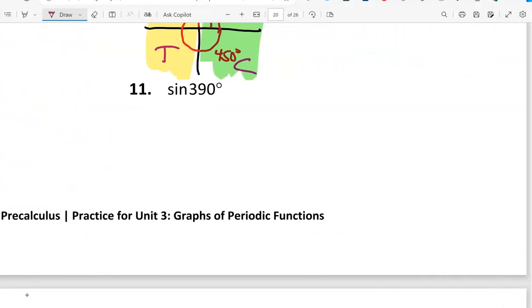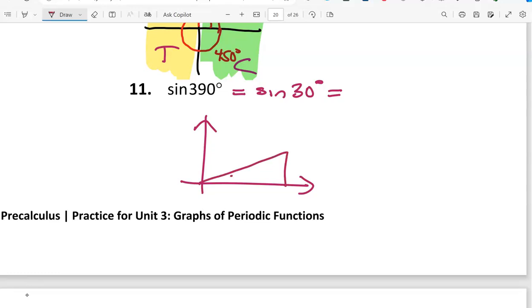For number 11, we're asked to find the sine of 390. I'm going to reduce that to a coterminal angle by subtracting 360. So that's the same as sine of 30 degrees. I'll draw a picture for a 30 degree angle in quadrant 1. And opposite is 1, adjacent is square root of 3, hypotenuse is 2. And so the sine of 30 degrees is 1/2.